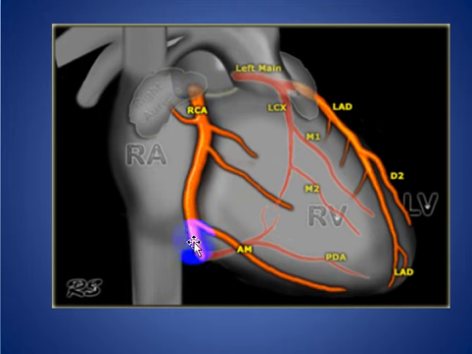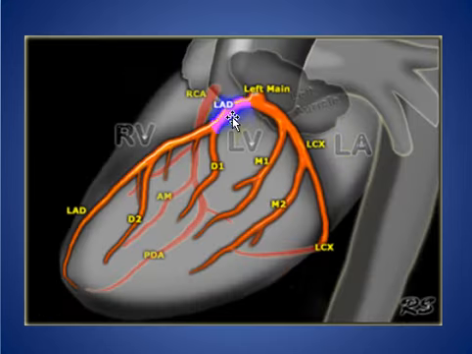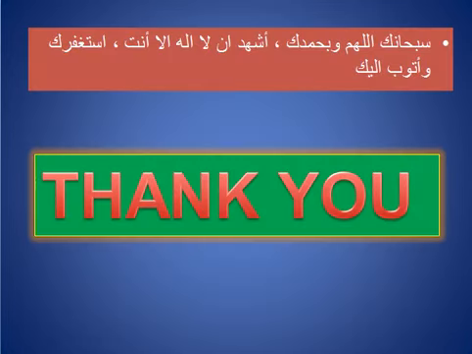Here, this is the right coronary artery and the left coronary artery with its main branches, LAD and circumflex. And here, this is the lateral projection, the LAD with its branches, diagonal 1, diagonal 2, and the circumflex with its branches, obtuse marginal 1, obtuse marginal 2.